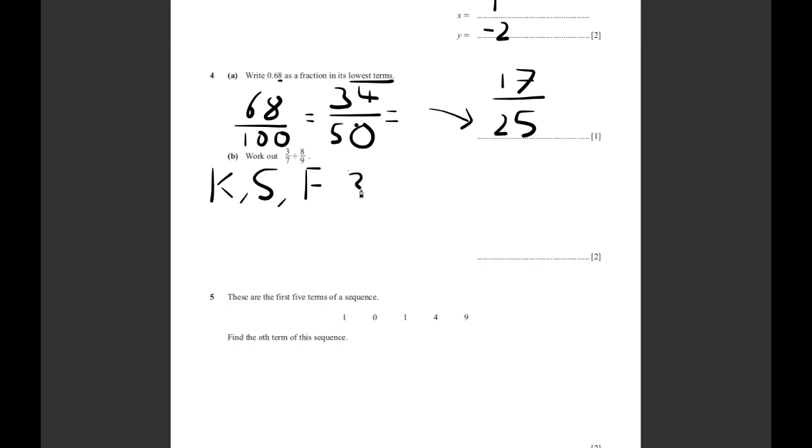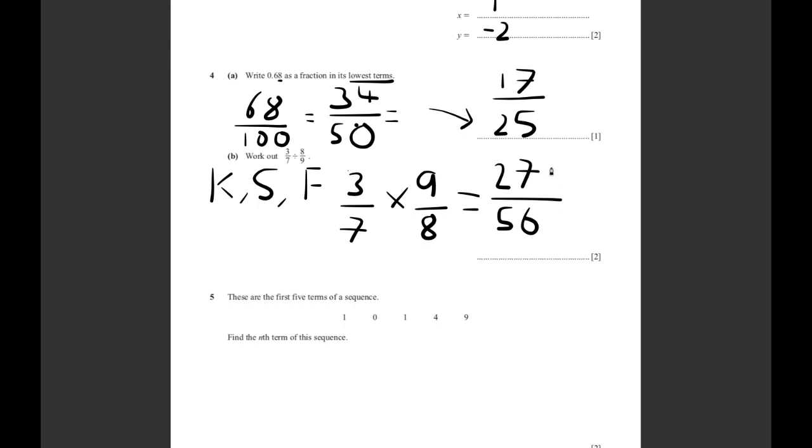So we've got 3/7. We've kept that fraction as it is. We've switched the divide to a times. And then finally, we flip the last fraction to get 9/8. Okay, and then we just simply times top times bottom. So 9 times 3 is 27. 8 times 7 is 56.